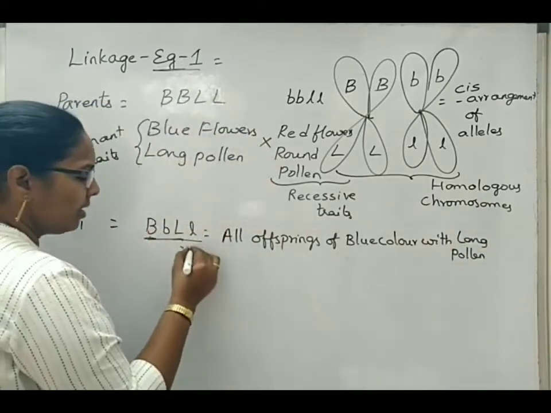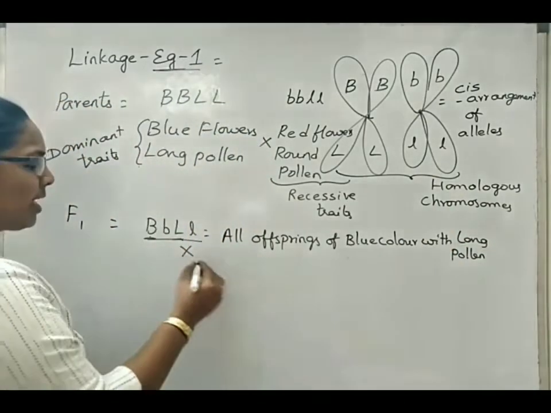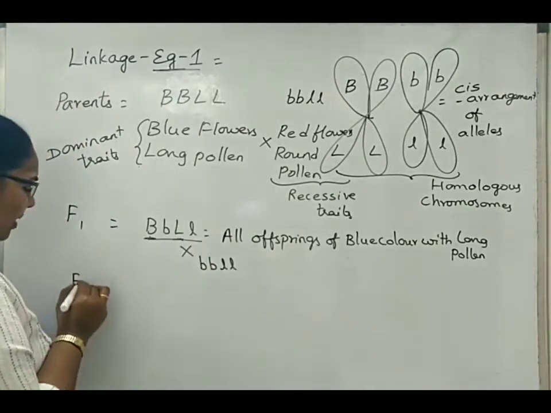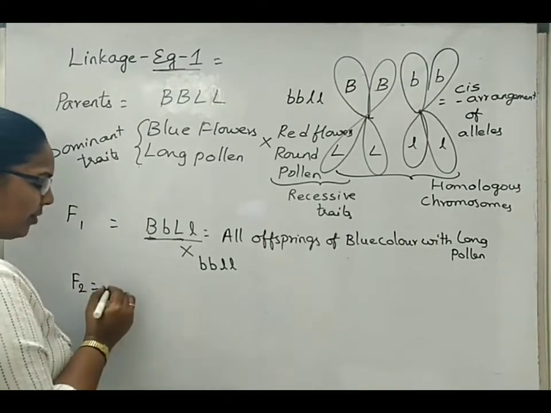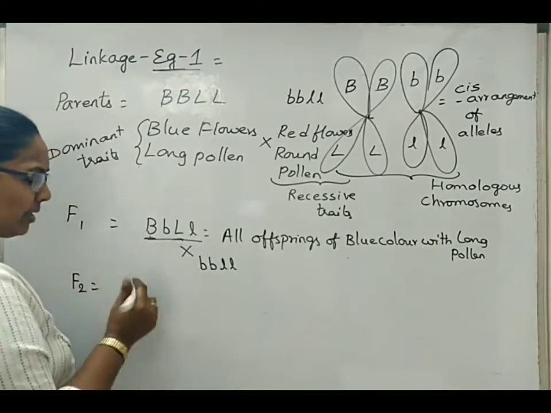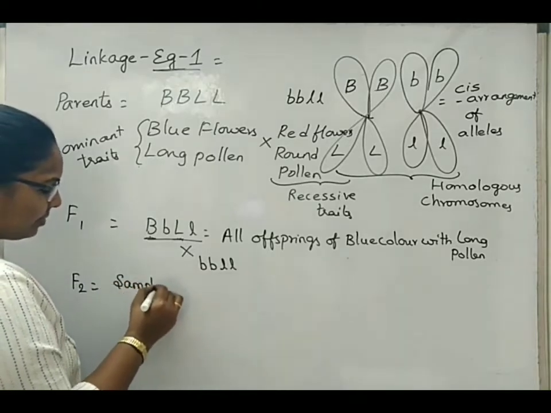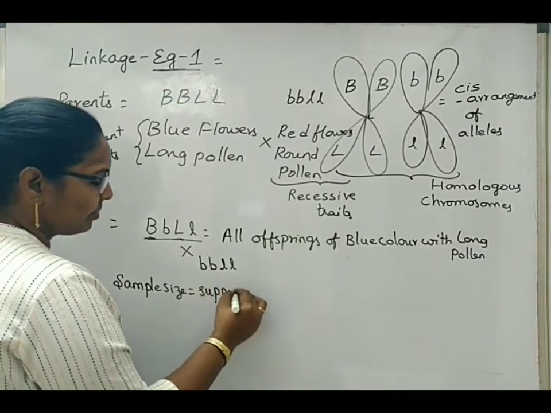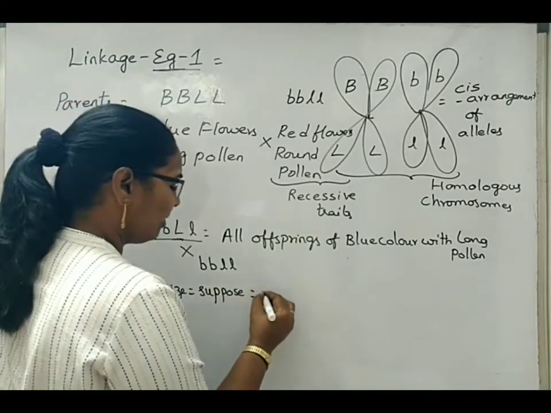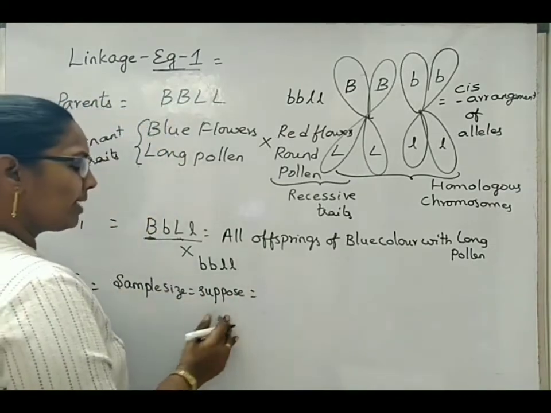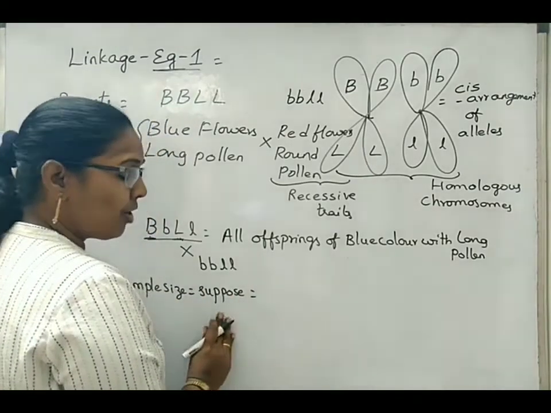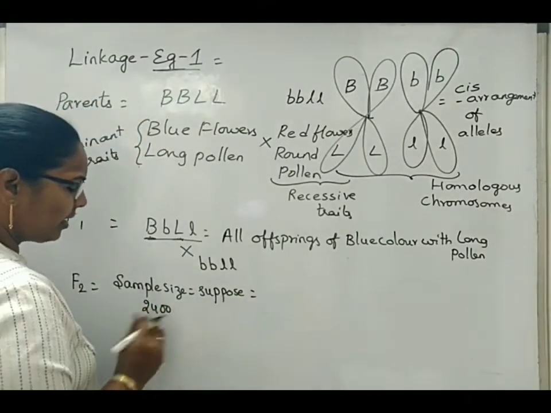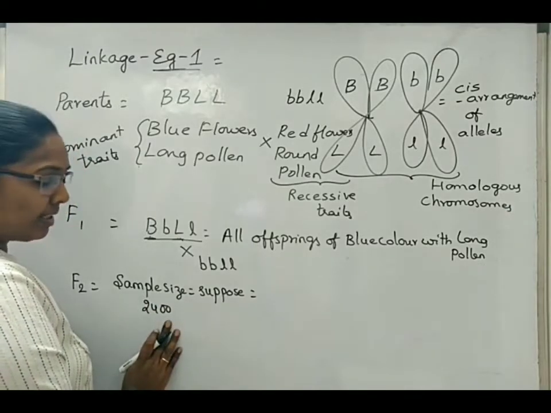Then, as the experiment is nothing but a test cross, it has to be crossed with the recessive allele forms. Then, what is happening in the F2 generation? In the F2 generation, if we consider the sample size, suppose the sample size taken by Mendel, here the number of offsprings is 16. According to Mendel, the sample size is approximately like this.